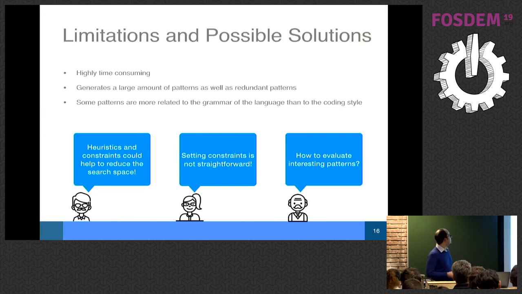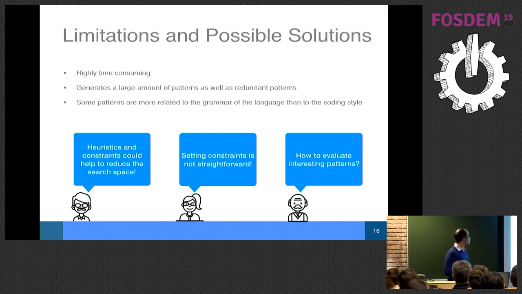Another problem is that in some cases we are able to generate a really large amount of patterns, as well as redundant patterns. Some patterns are more related to the grammar of the language and not to the use of the language. So to solve these issues, we are trying to put some constraints that help to reduce the search space. Actually, the search space in our case is very, very large, but we are trying to fix this kind of issue. Another problem is that setting the constraints is not so straightforward. Really, every detail matters, and setting these details is not so easy.